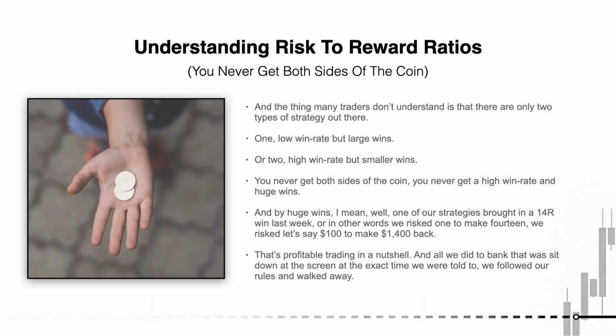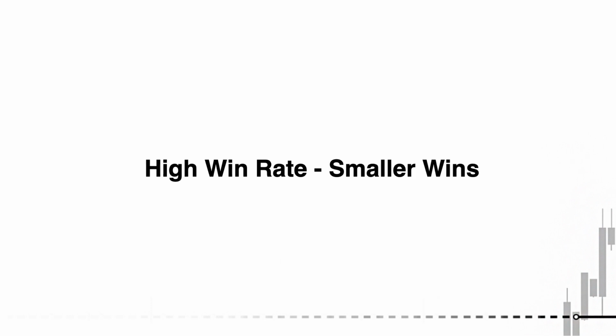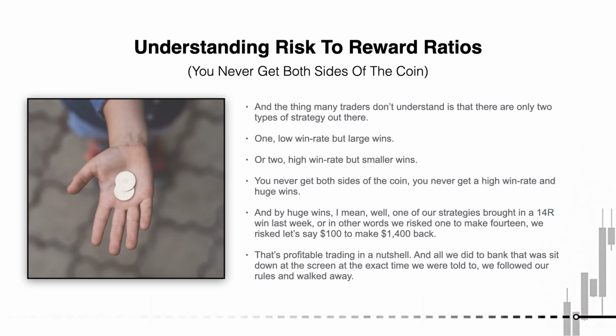And the thing many traders don't understand is that there are only 2 types of strategy out there. One comes with a low win rate but large wins, or 2 typically comes with a higher win rate but smaller wins. Okay, and you never get both sides of the coin. You never get a high win rate and huge wins.